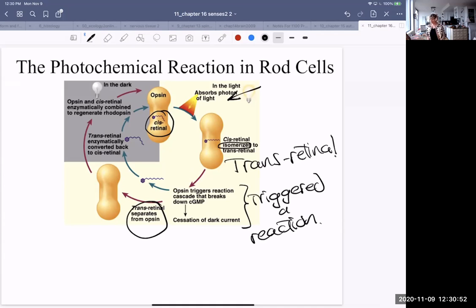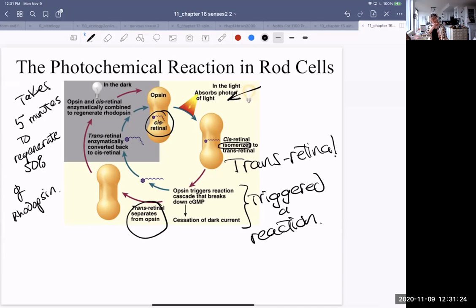But it takes a little while for that retinal to get back to the opsin. So it takes 5 minutes to regenerate 50% of the rhodopsin, combining them again.